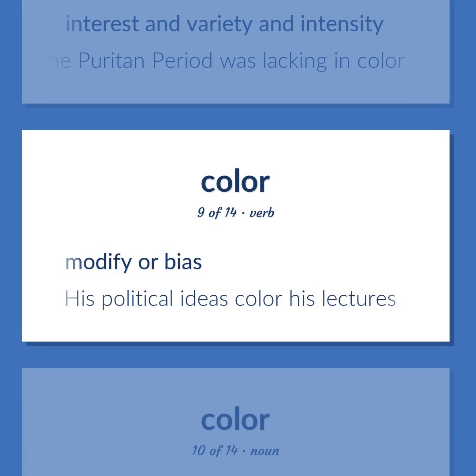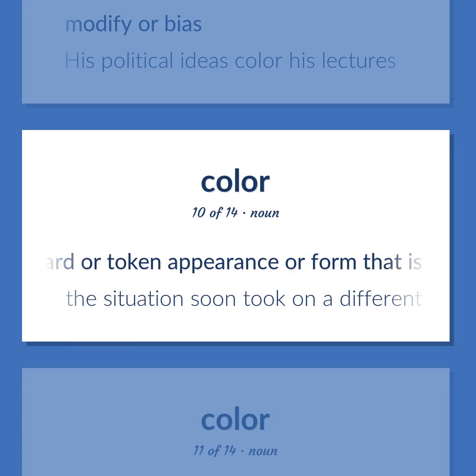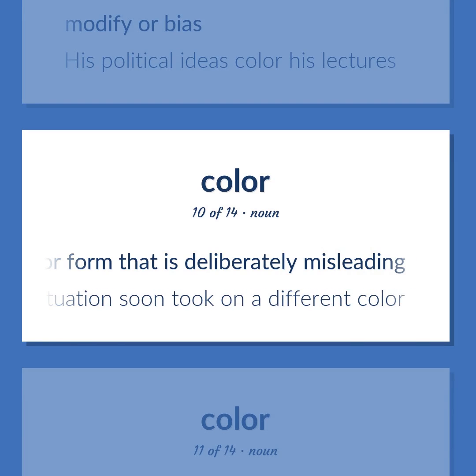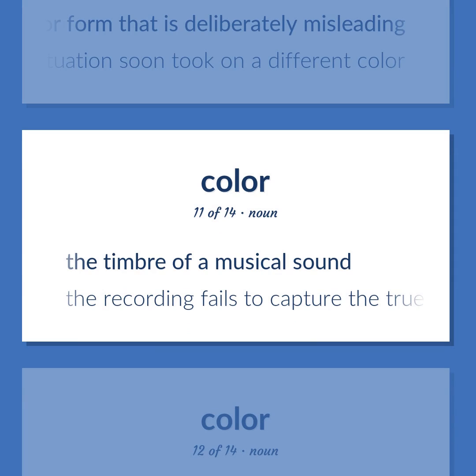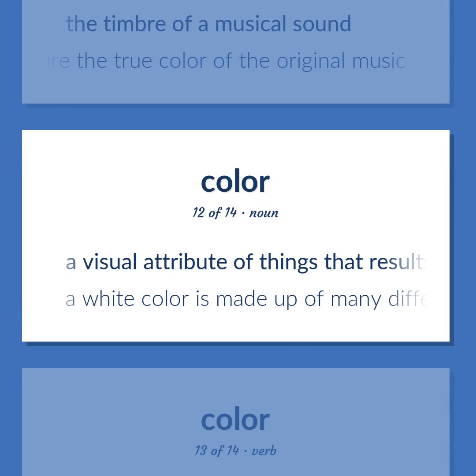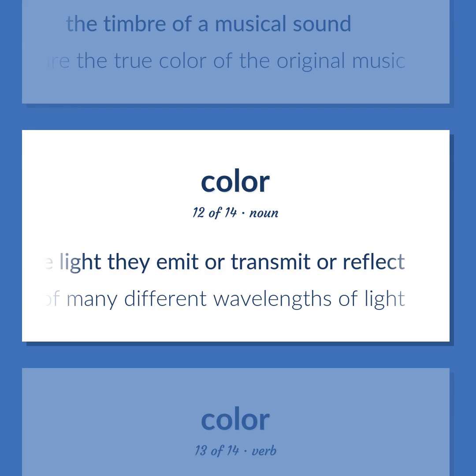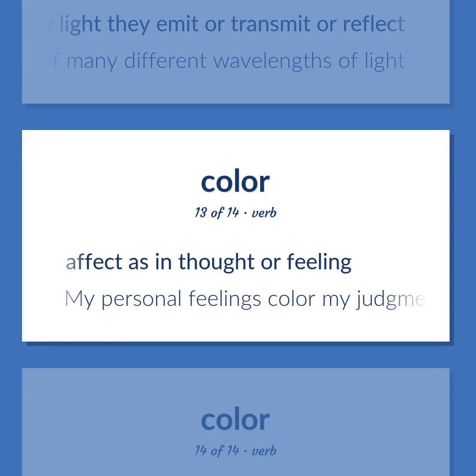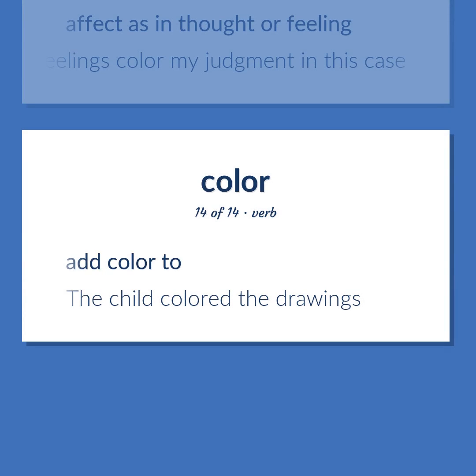Modify or bias. His political ideas color his lectures. An outward or token appearance or form that is deliberately misleading. The situation soon took on a different color. The timbre of a musical sound. The recording fails to capture the true color of the original music. A visual attribute of things that results from the light they emit or transmit or reflect. A white color is made up of many different wavelengths of light. Effect as in thought or feeling. My personal feelings color my judgment in this case. Add color to. The child colored the drawings.